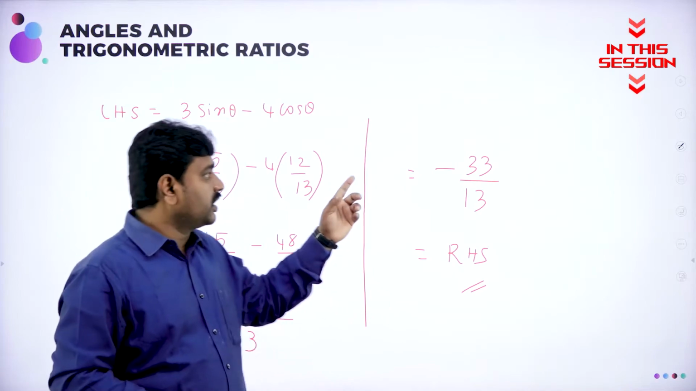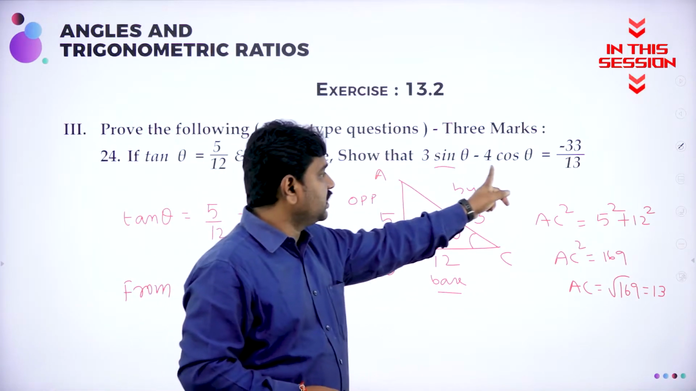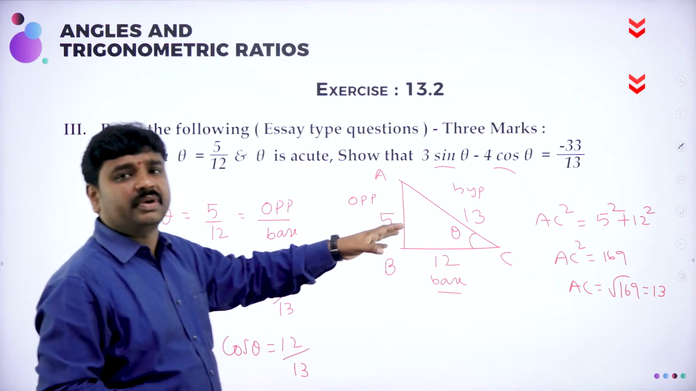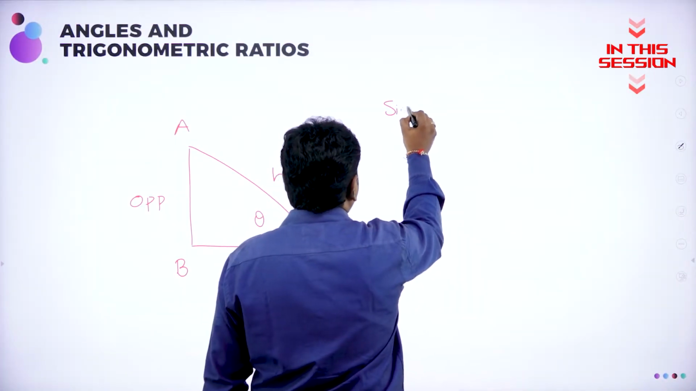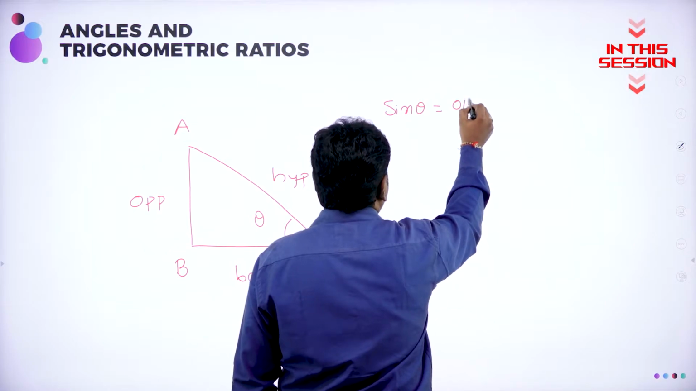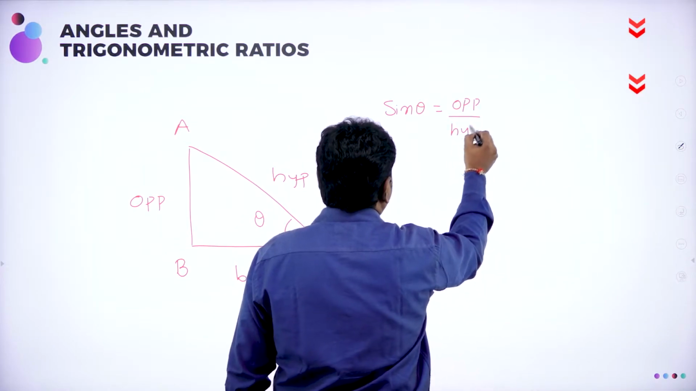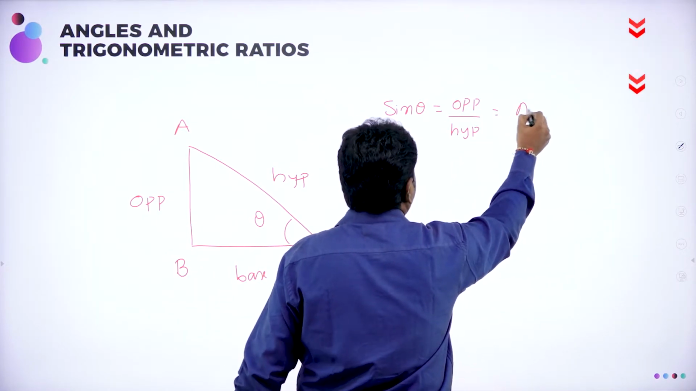Then write the required trigonometric functions. Here required are what? Sin and cos. Sin is what? Opposite by hypotenuse. Cos is what? Base by hypotenuse. Write them. Sin theta. What is sin theta, dear students? Opposite side by hypotenuse. So in this triangle it is AB by AC.